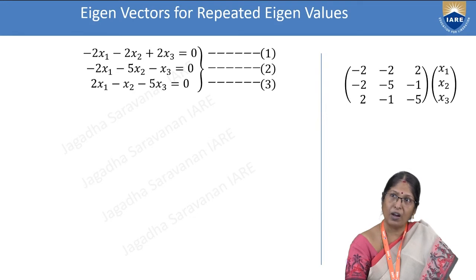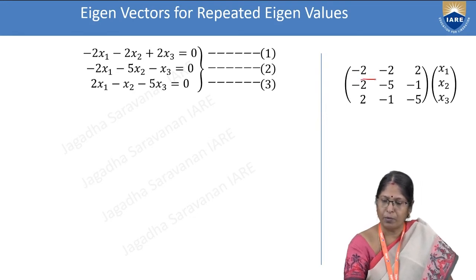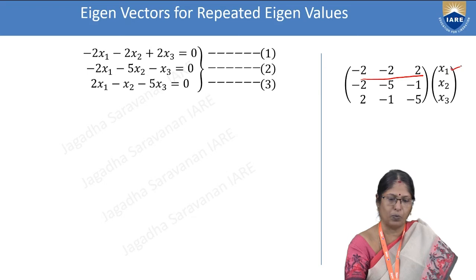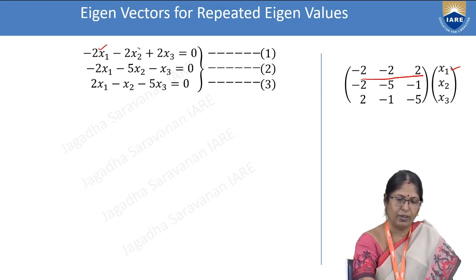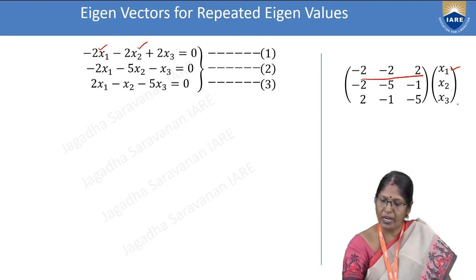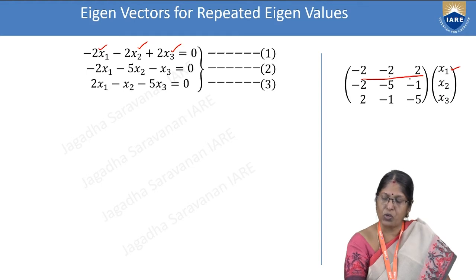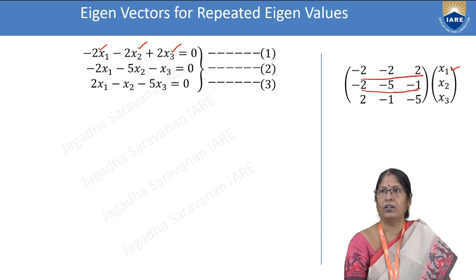Now we have to do the multiplication. Here, the first row of the first matrix we take, with the column. That is minus 2 into x1, minus 2x1; minus 2 into the second element, minus 2x2; 2 into x3. So the first equation is completed. The first row, the job is over. We will move to the second row.